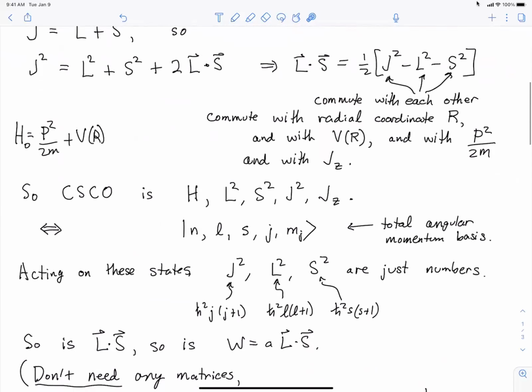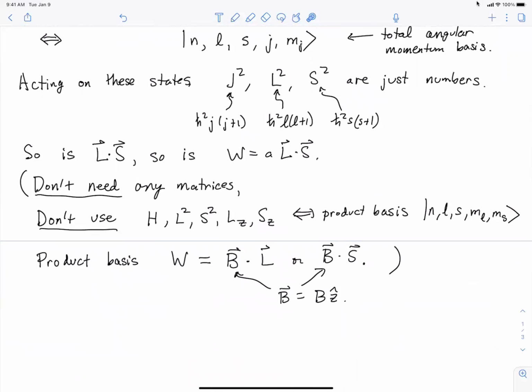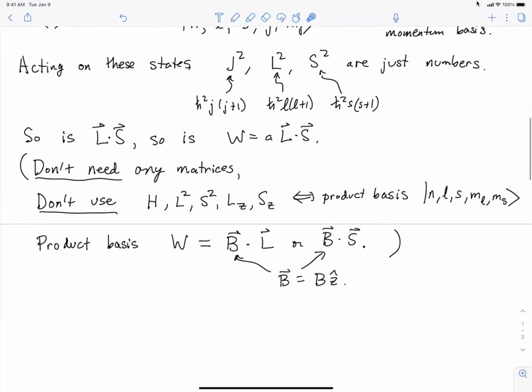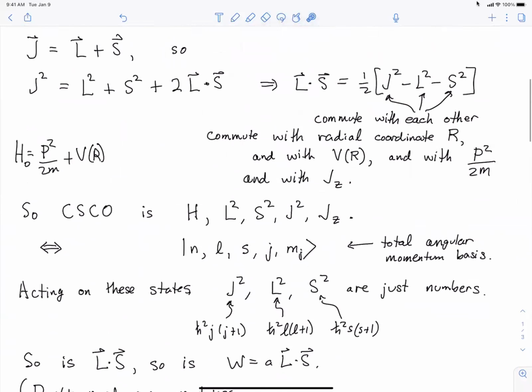And then you have to do a judgment as to which one is the larger and more important term. And if they're both comparable, then no matter which basis you use, you're going to have to do some diagonalization. But as long as only one term is the important one, namely this one, we should be thinking total angular momentum basis, because in the total angular momentum basis, we use this trick, and then these are just all numbers.